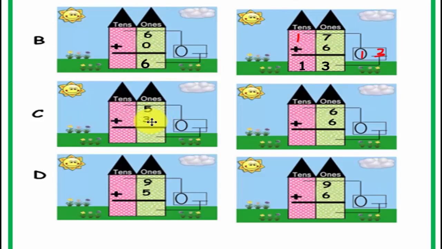Here is 5 plus 3. If you said 8, you are correct again. There's nothing in the tens column, so we don't need the balloon, but you could have put the ones in the elevator if you wanted to. Here is 6 plus 6. What's the answer for that one? If you said 12, you're right.